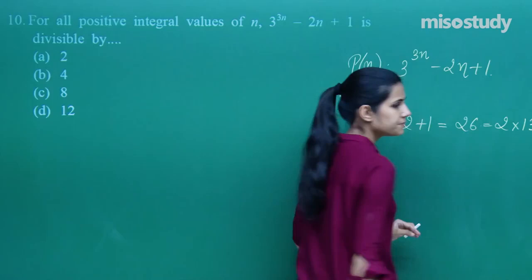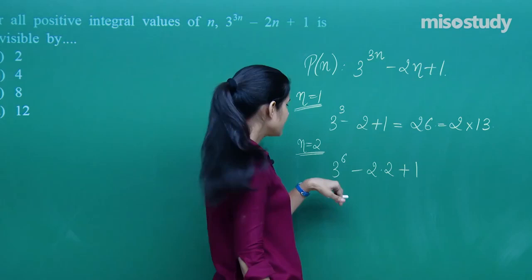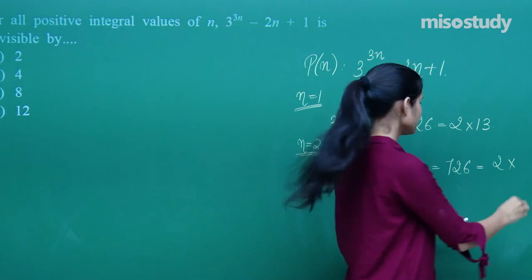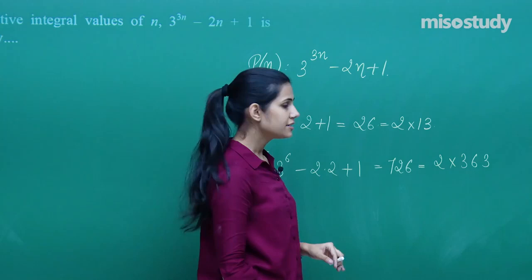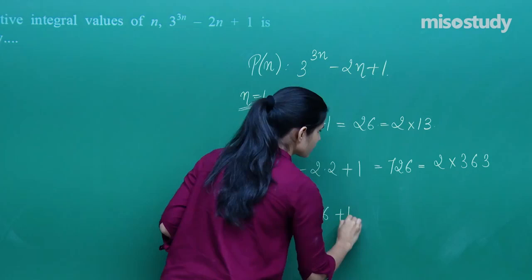For n equals 2, you get 3 to the power 6 minus 2 into 2 plus 1. This gives you 729 minus 4, which is 725, plus 1, which is 726, which can be written as 2 into 363. Right? And therefore, when I talk about n equals 3, I get 3 to the power 9 minus 6 plus 1, which again can be written as 2 into something, you can check.